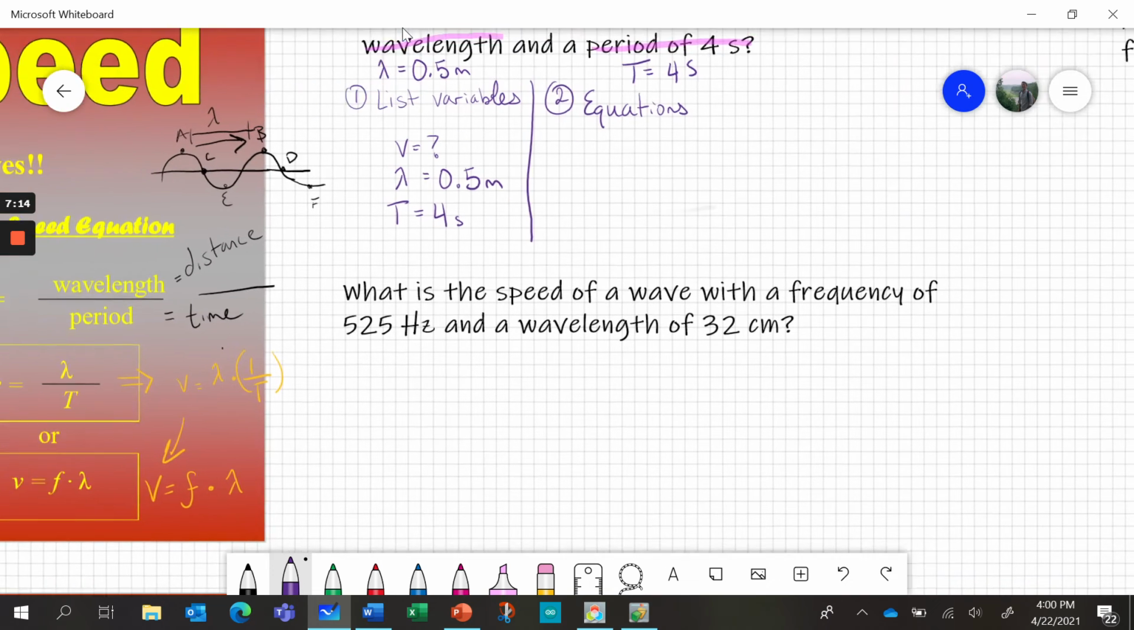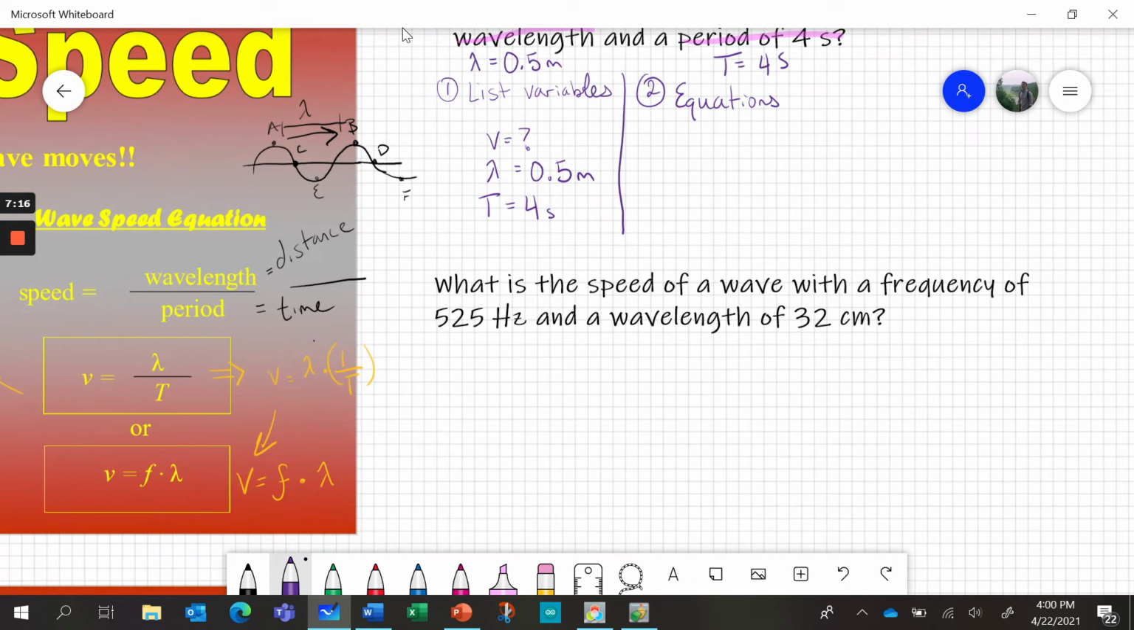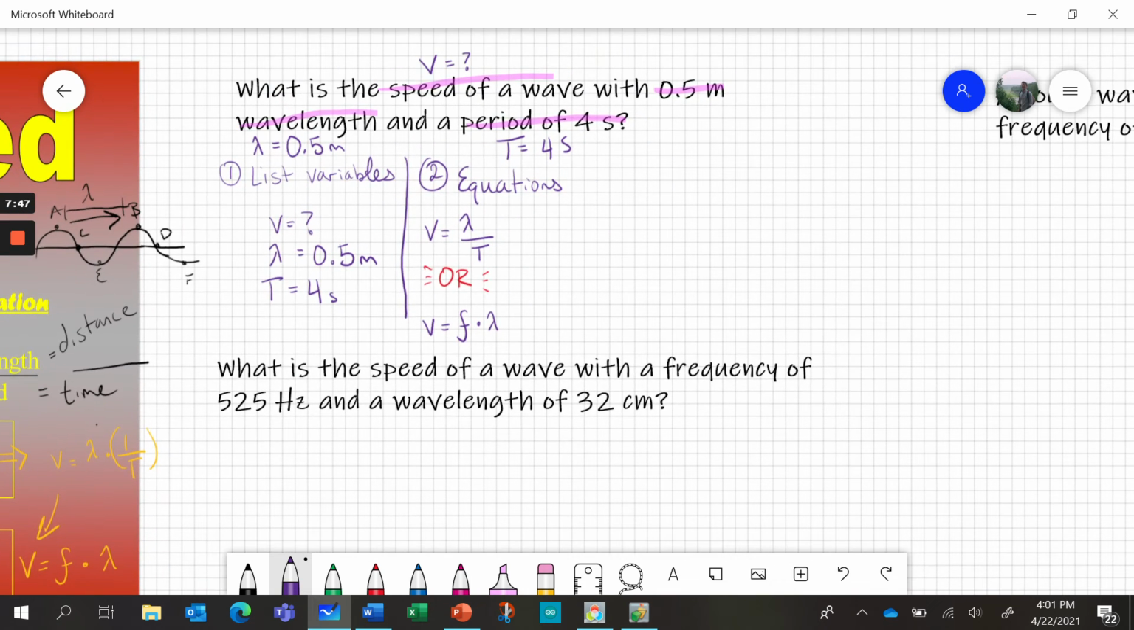We have two different equations right now. We have velocity is equal to wavelength over period, or we have velocity is equal to frequency times wavelength. So now comes a decision. Which one should you use? Well, let's make that decision based on what we have.